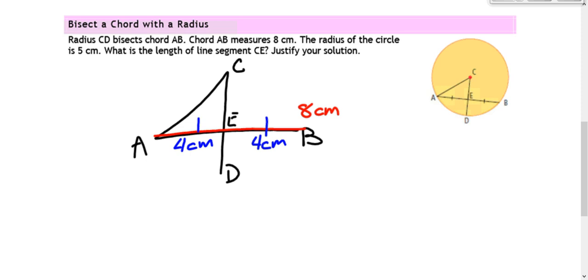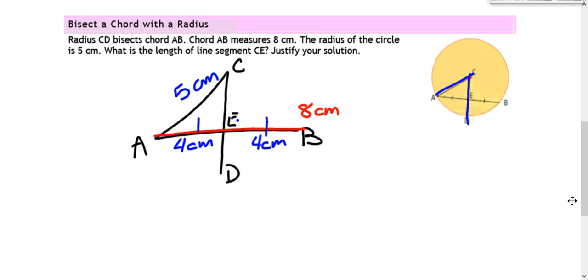Now it says the radius of the circle is 5 centimeters. Where would that be? It wouldn't make sense for it to be from C to E because that doesn't go all the way to the end of a circle. It also doesn't make sense for it to go from C to D. So I would say that it should be here, your hypotenuse, because it is the shortest distance to the edge of a circle. We can clearly see in this diagram that C to A is shorter than C to D.